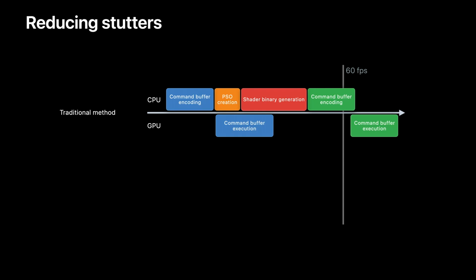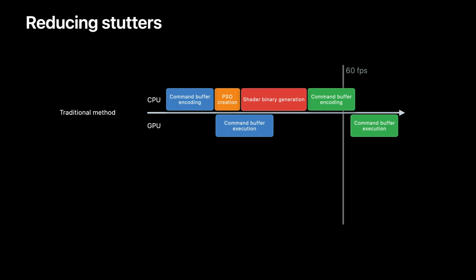Here's an example of a game that needs to create a Metal pipeline state object during encoding. Since this is a pipeline that Metal hasn't seen before, it generates the needed shader binary. This is a long operation that interrupts encoding the rest of the frame and causes the app to miss its frame rate target. This only happens once, but it's enough for your users to notice a frame stutter.